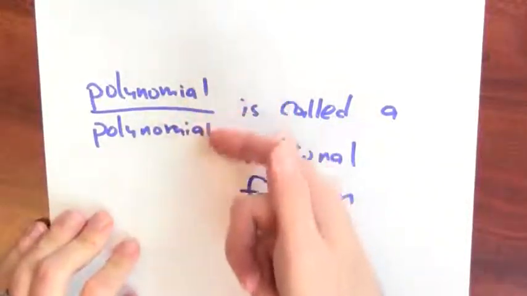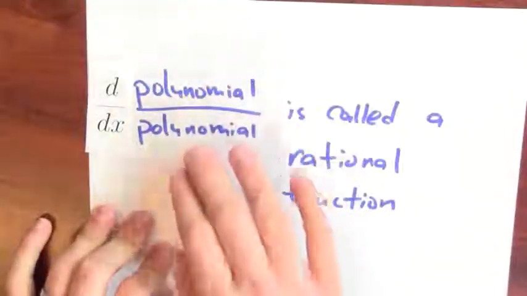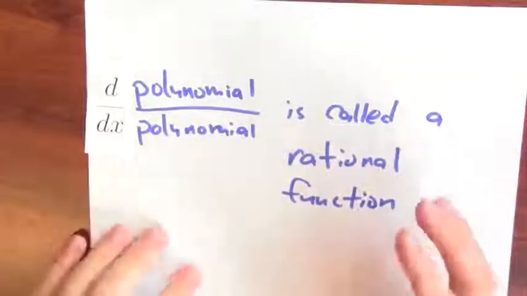Now, since this is just the quotient of two things you can differentiate, you can differentiate these rational functions. This is a huge class of functions that you can now differentiate. I encourage you to practice with the quotient rule. With some practice, you'll be able to differentiate any rational function that we can throw at you.